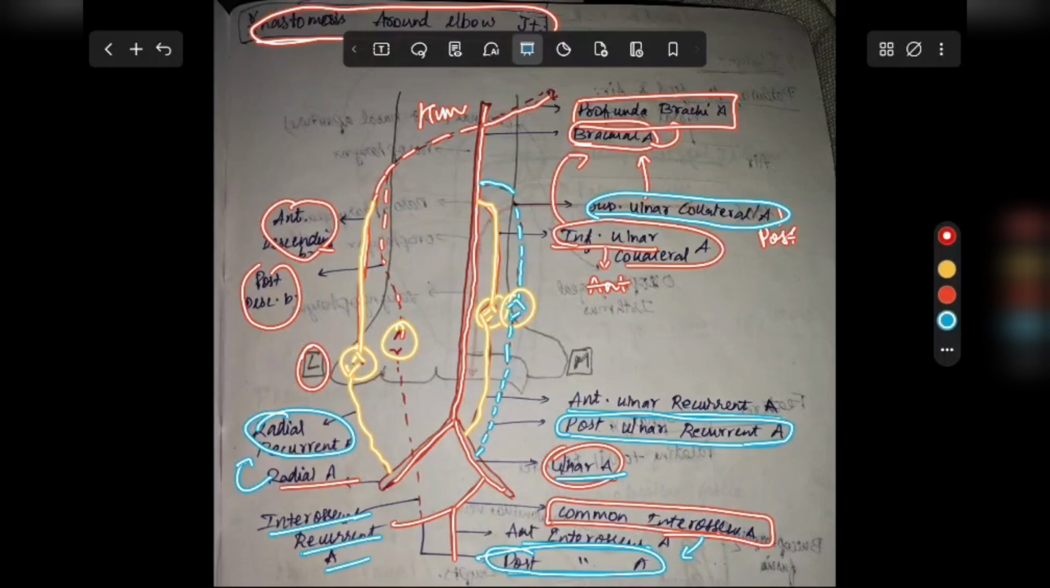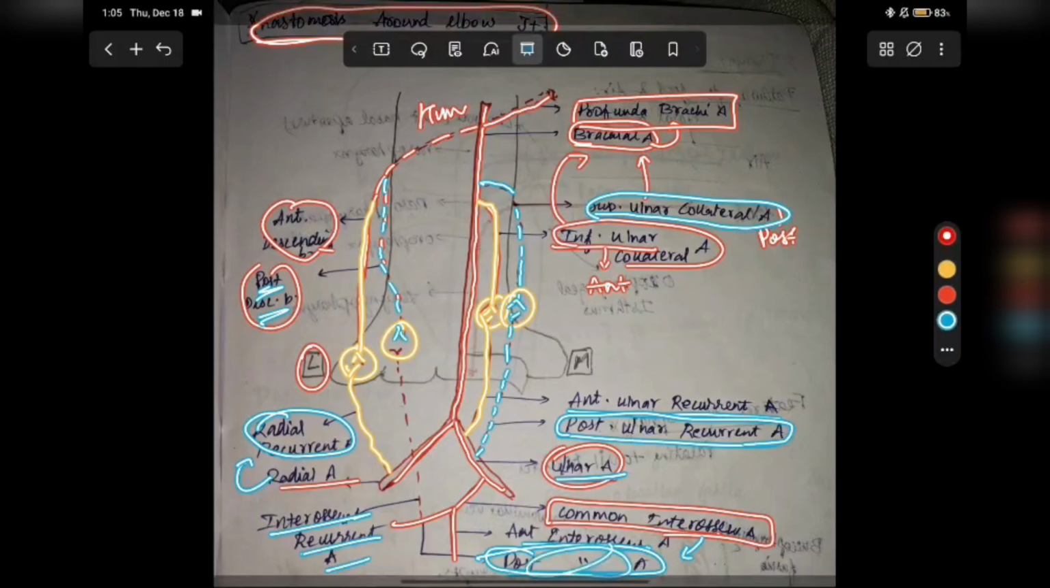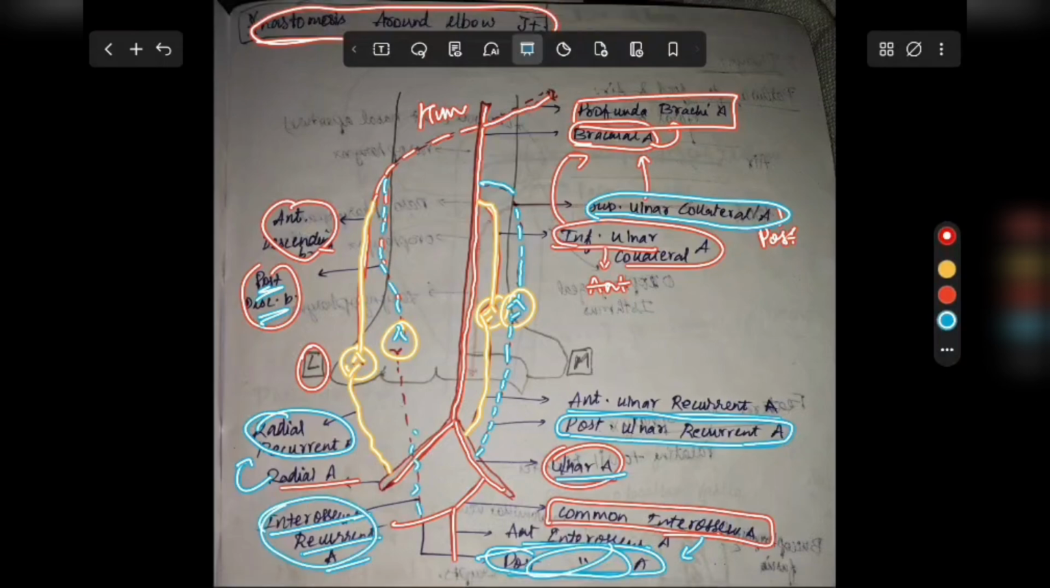Next, the fourth anastomosis is between the posterior descending branch and the branch I already said arises from the posterior interosseous artery, which is the interosseous recurrent artery. This one is on the posterior side.